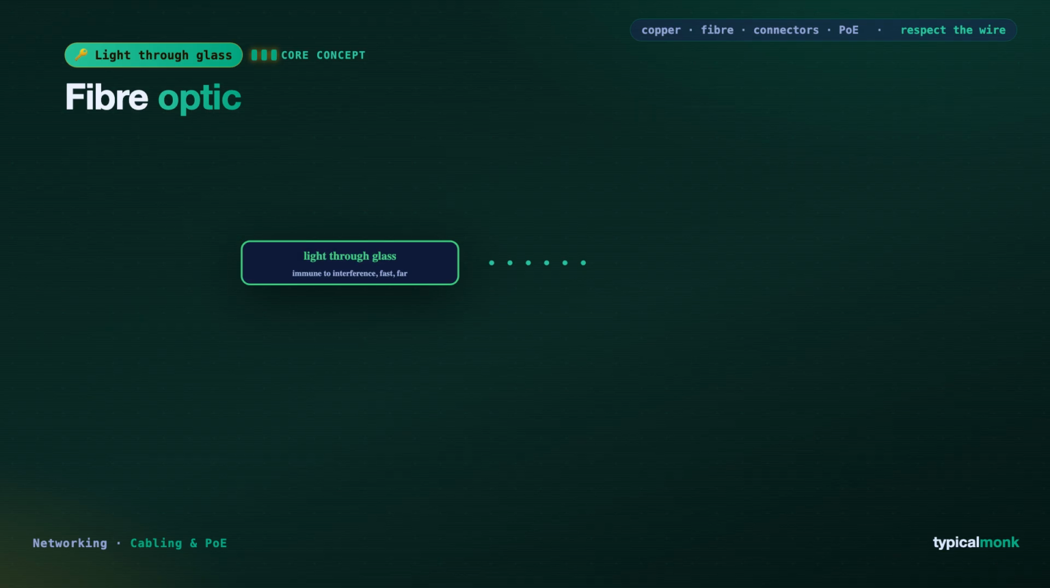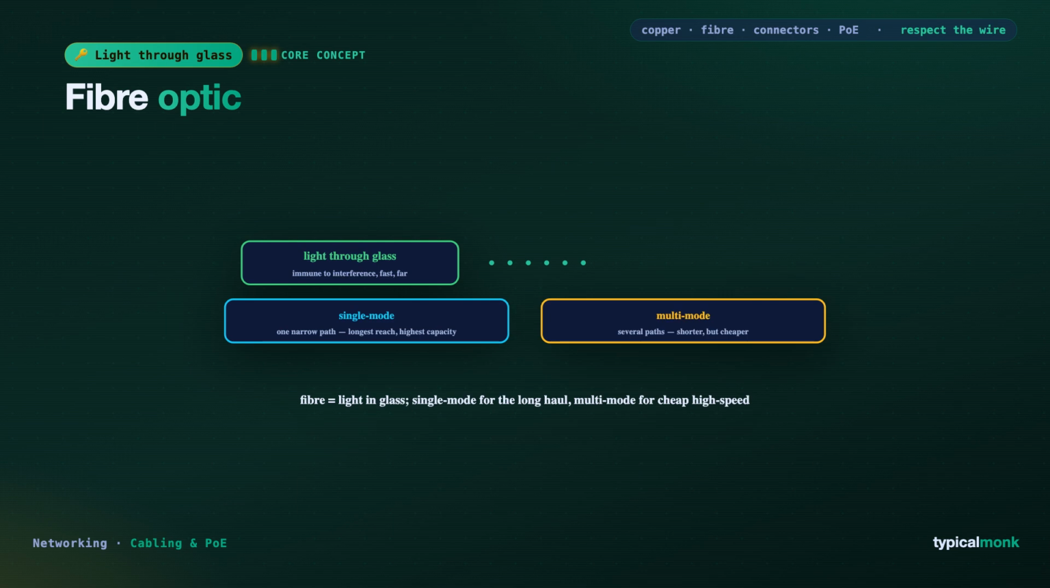Fiber comes in two main flavors. Single-mode fiber uses a single narrow path for the light. This gives it the very longest reach, many kilometers and beyond, and the highest capacity, which is why it is used for long-distance and carrier networks. It is the premium, go-far option.